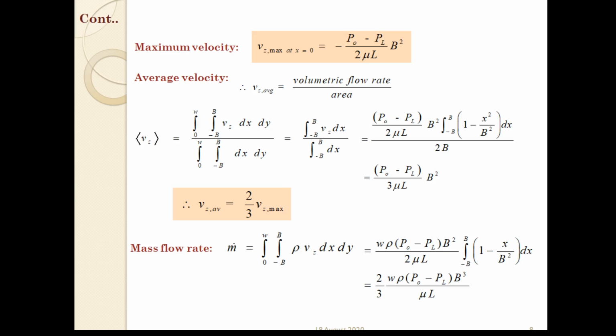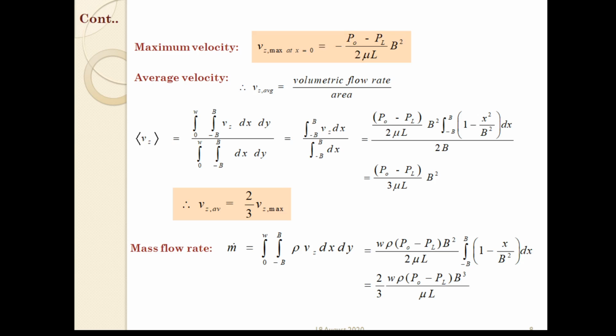After simplifying, we get (p0 minus pL) upon 2 mu L b square times the integration from minus b to b of 1 minus x square upon b square dx. And again after simplifying, we get the average velocity vz equals (p0 minus pL) upon 3 mu L times b square. So we have the maximum velocity and we have the average velocity.